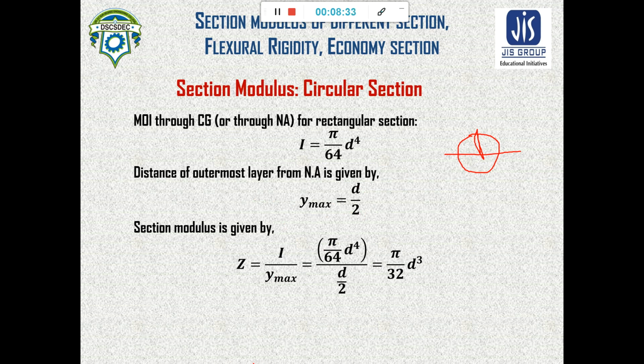And if we calculate here, 2 can be cancelled out with 64, that would give us 32, and d can be cancelled out with d to the power 4, that would give us d cube. So the equation will become pi by 32 d cube.